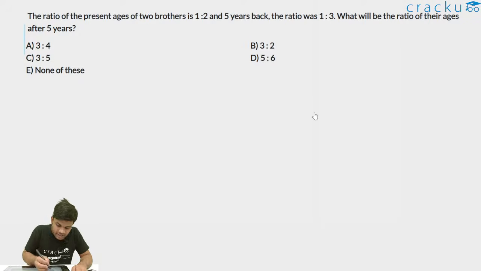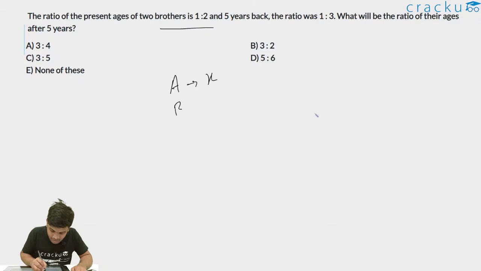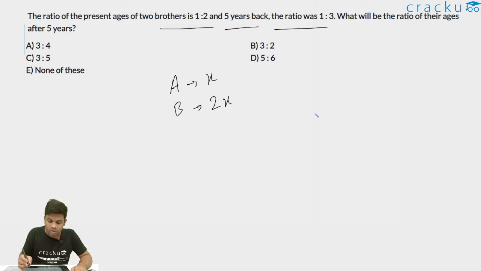So in this question it is said that the ratio of the present ages of two brothers is 1:2. So let the two brothers be A and B. So age of A is X and B is 2X. Okay. 5 years back the ratio was 1:3. So 5 years back means (X minus 5) divided by (2X minus 5) was 1:3.